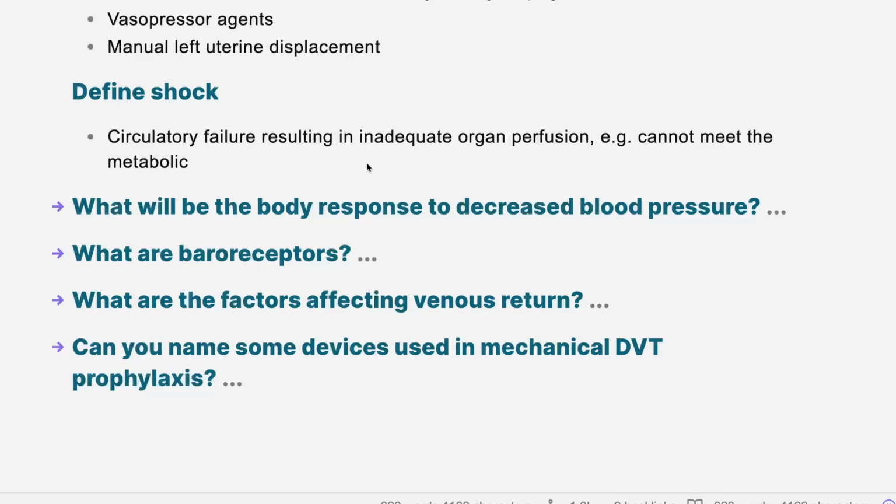One is an autonomic response. The body will try to increase the sympathetic tone to compensate, by increasing the venous tone as well, and this will increase the peripheral vascular resistance and consequently can increase the venous return.